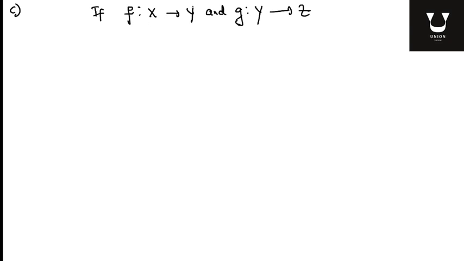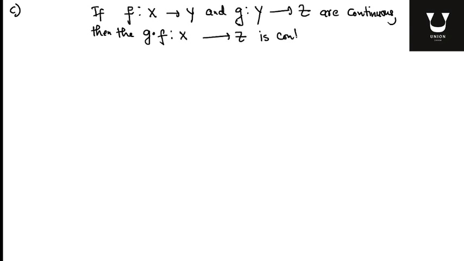So if f is a map from X to Y and g is a map from Y to Z, if these are continuous, then the map g composed with f, which is a map from X to Z, is continuous. So it says that the composition of two continuous functions between topological spaces is continuous. So this talks about the composites.